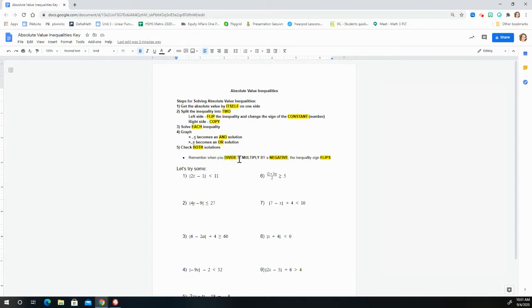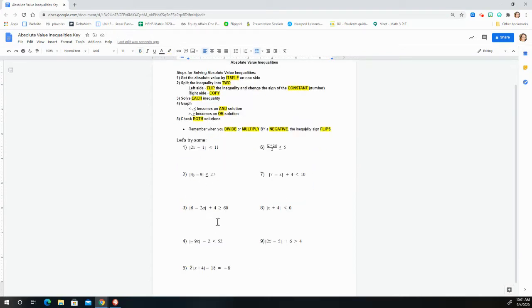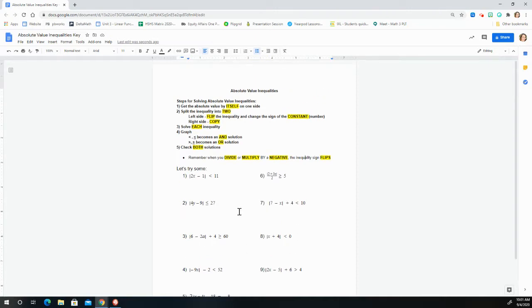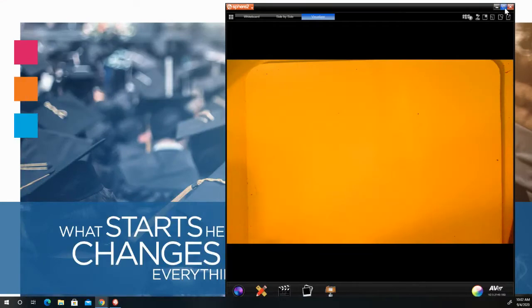It is also important to remember that when you divide or multiply by a negative, the inequality sign flips. So I am going to do the odds, and tonight you are going to try the evens. Let's look at some of these together.